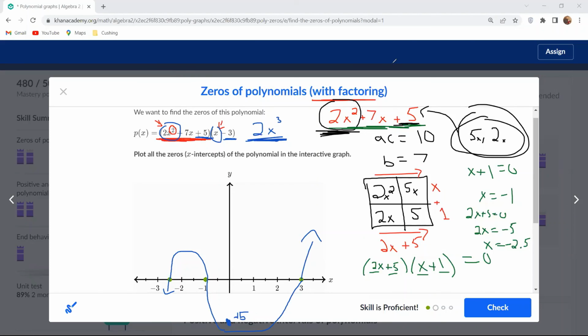Here's how we factored it. Here's how we found the zeros. Let's check the answer. Thank goodness. That is nice.